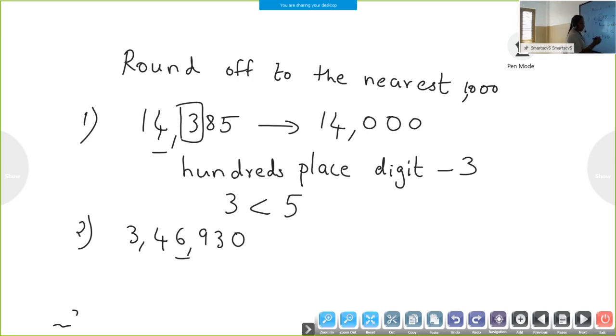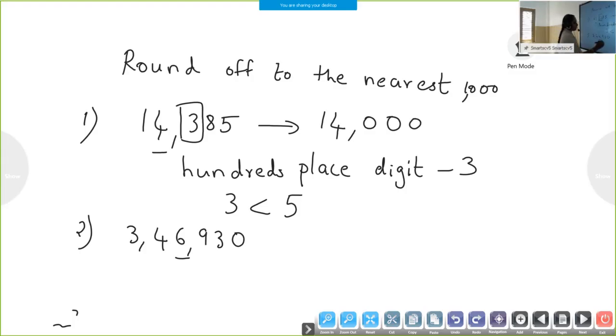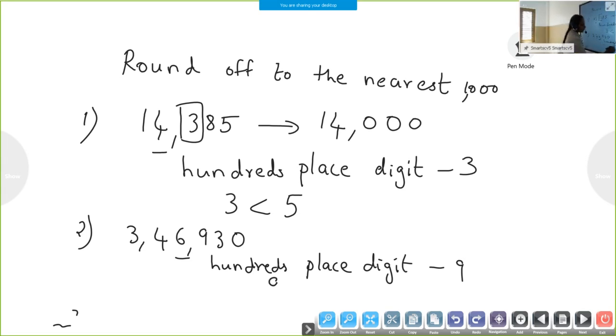Then move to the digit. Look at the digit in the hundreds place. Which is the digit in the hundreds place? The digit is 9. So, when you want to round off to the nearest 1000, you have to go through the digit in the hundreds place. The hundreds place is 9 and this 9 is greater than 5. If it is greater than 5, what do we have to do?